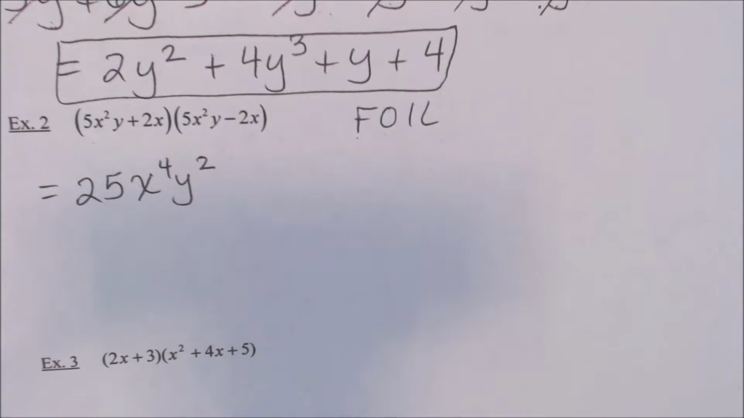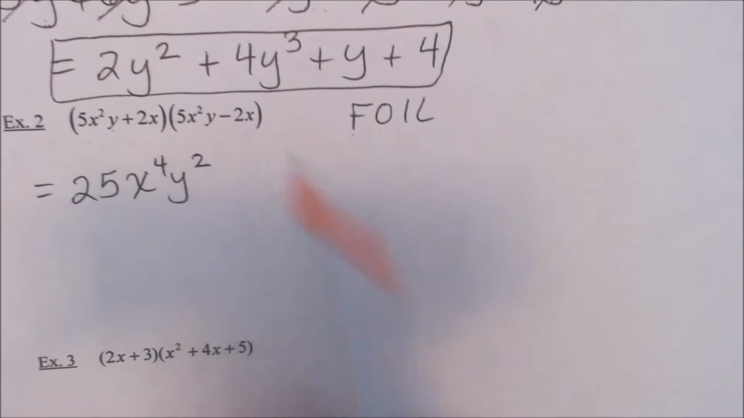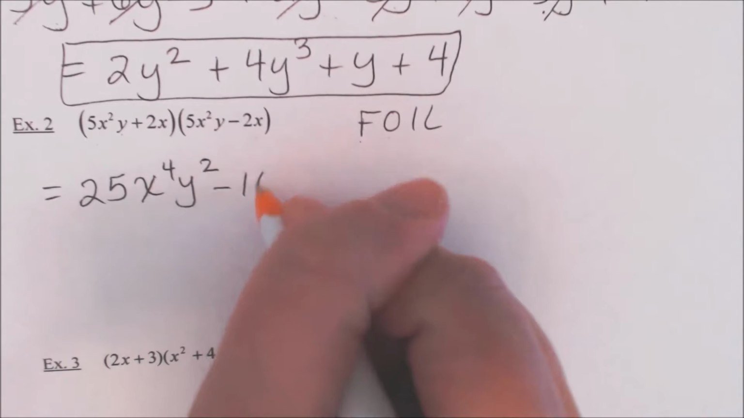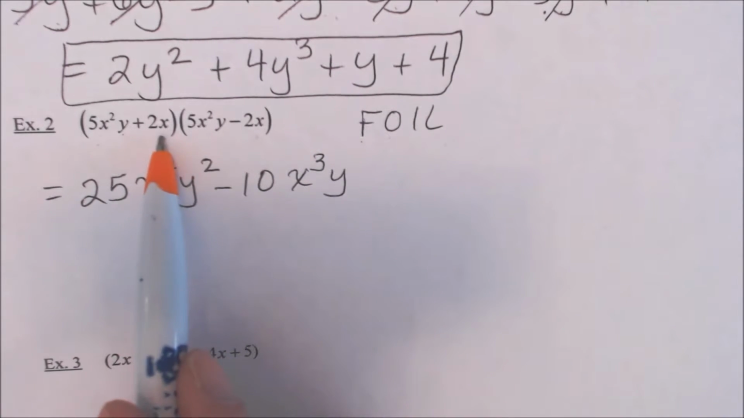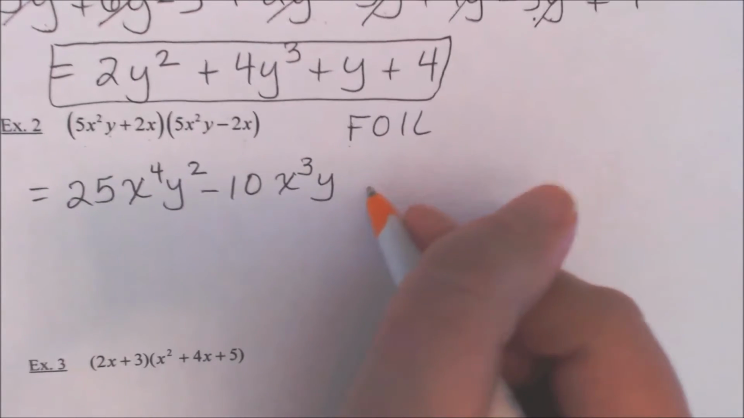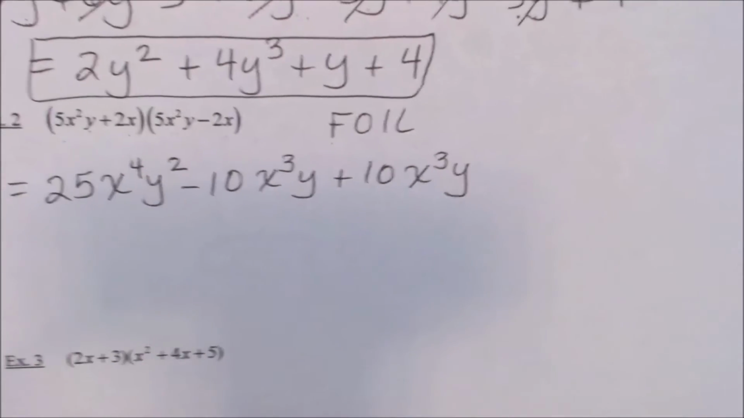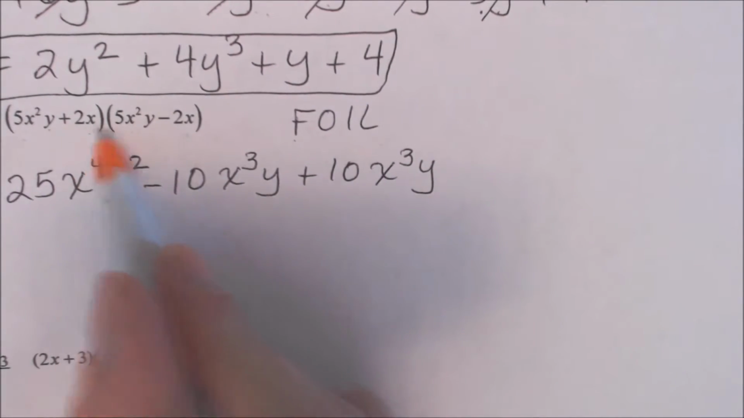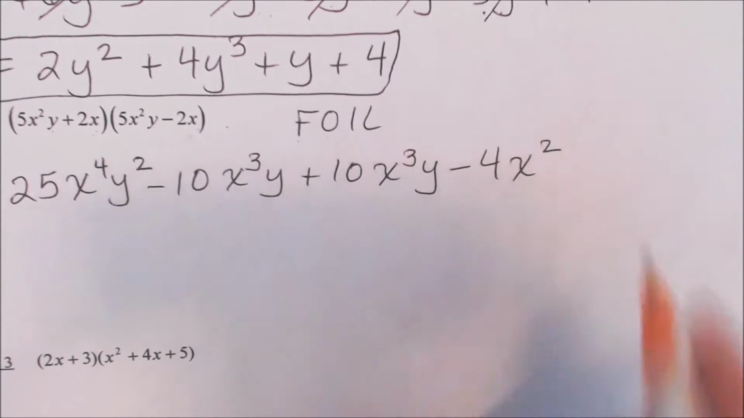O stands for outer. The outer terms are 5x squared y and negative 2x, so that gives me negative 10x cubed y. The inner terms are positive 2x and 5x squared y, so that gives me a positive 10x cubed y. And then the last terms are the 2x and the negative 2x, so that's going to give me negative 4x squared.